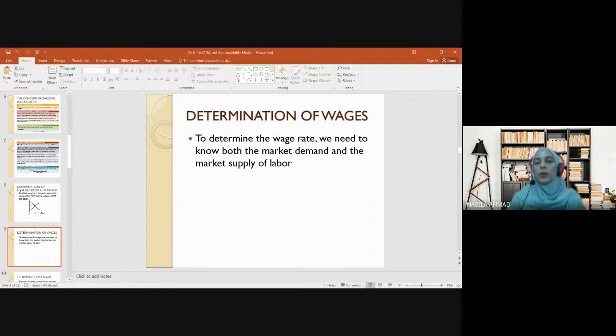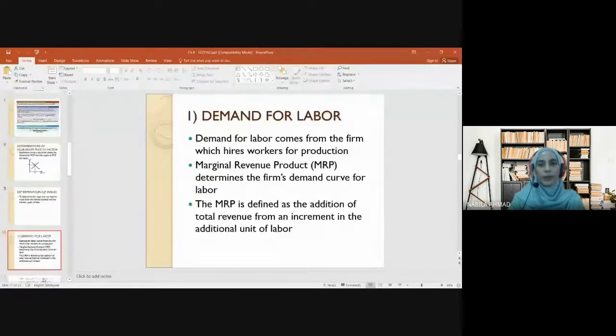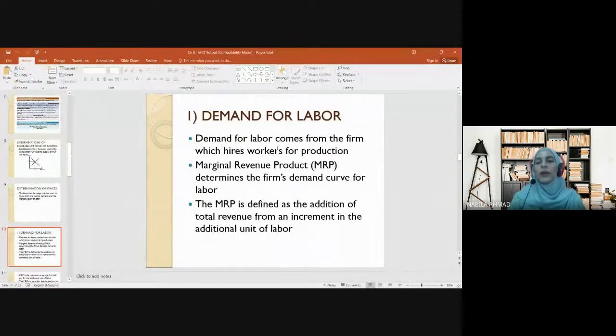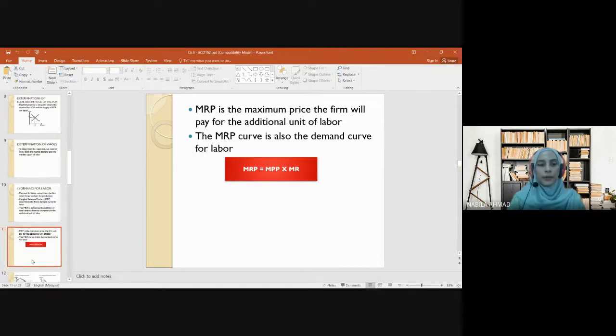So to determine the wage rate, we need to know both the market demand and market supply of labor. So demand for labor comes from the firm which hire worker for production. So siapa yang demand labor? Yang demand labor adalah firm. Okay, so marginal revenue product determines the firm's demand curve. So apa yang determine the demand curve for firm? It is MRP. Okay, right?